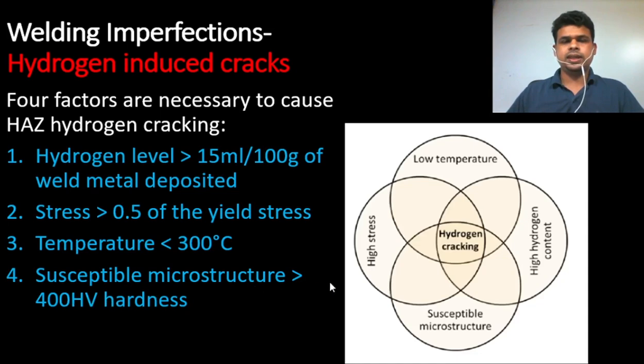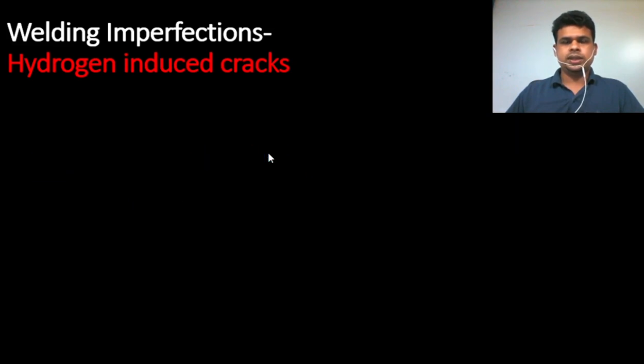So if the hardness is greater than 400 HV, and these four things occur together, only then can we get hydrogen cracking. If we want to avoid hydrogen cracking, then we need to remove any one of these elements, and we can protect against hydrogen cracking. So these four things are necessary to cause hydrogen cracking. You must remember this, it is a very important question. So let's see the next slide.